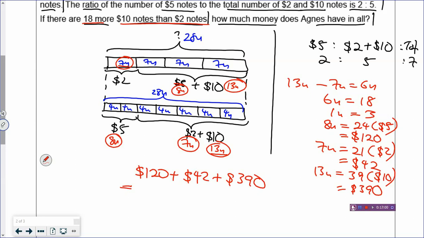So let's quickly work it out using the calculator. 120 plus 42 plus 390, and the total value is $552. Alright, let's have a quick check to see whether it's correct. Yes. Alright, so Agnes has altogether $552. Alright, so that's how you draw the model.